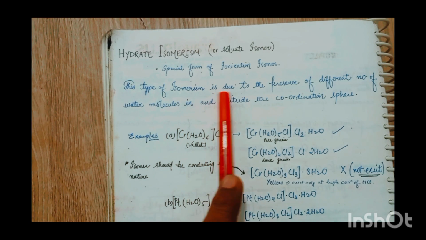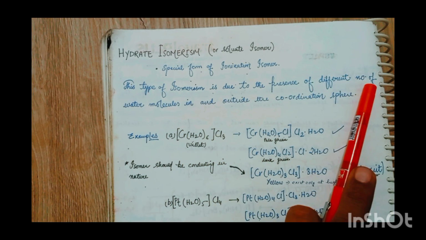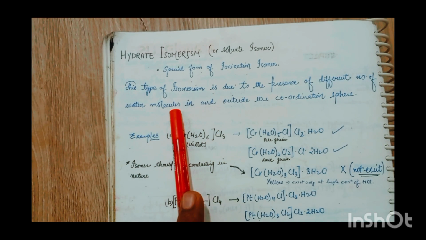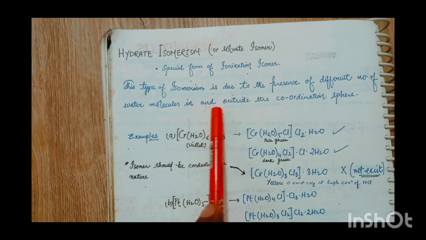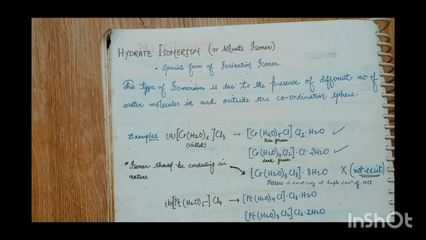This type of isomerism is due to the presence of the different numbers of water molecule. What? Different number of water molecule in and outside the coordination sphere. Simply, this type of isomer show the different number of water molecule inside and outside the coordination sphere. Just you have to count the number of water molecule.